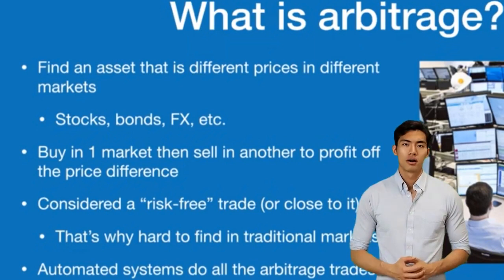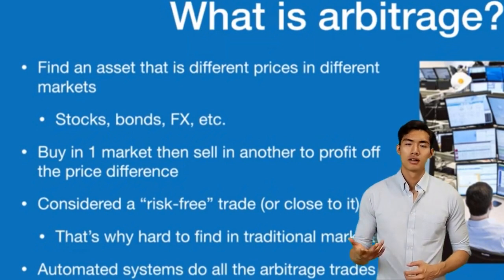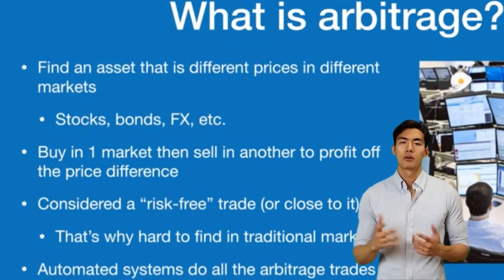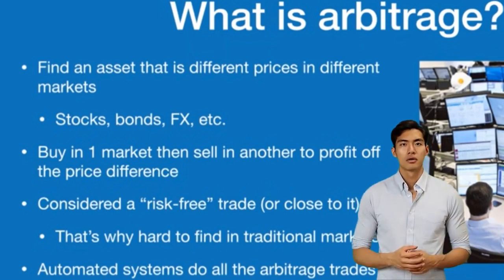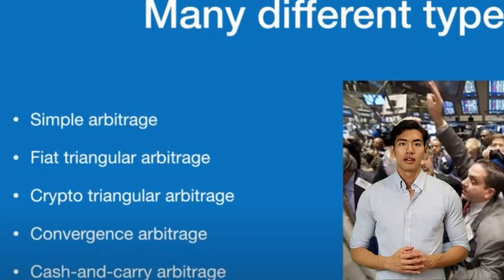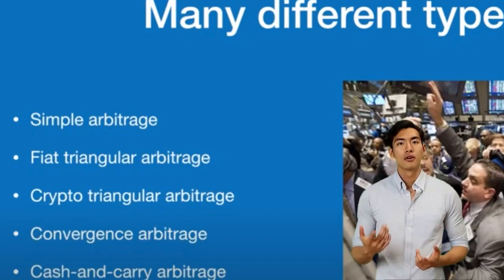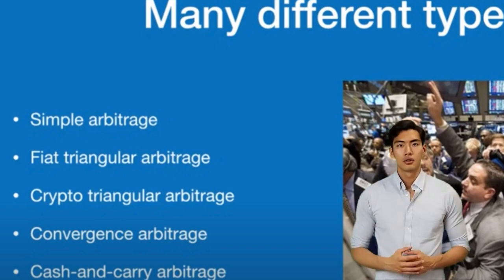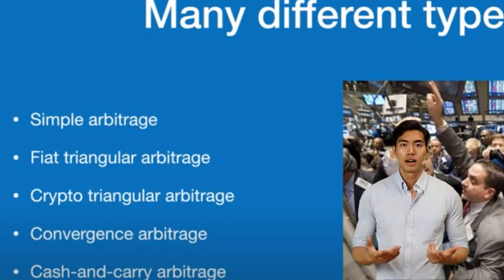That's why it's kind of hard to find in traditional markets, because it's an old technique and many people are already taking advantage of it or have systems in place. Automated systems do most of the arbitrage trades these days to keep prices stable across markets, so you can't really do this anymore. However, what about in the crypto world? Because this is quite a different market.